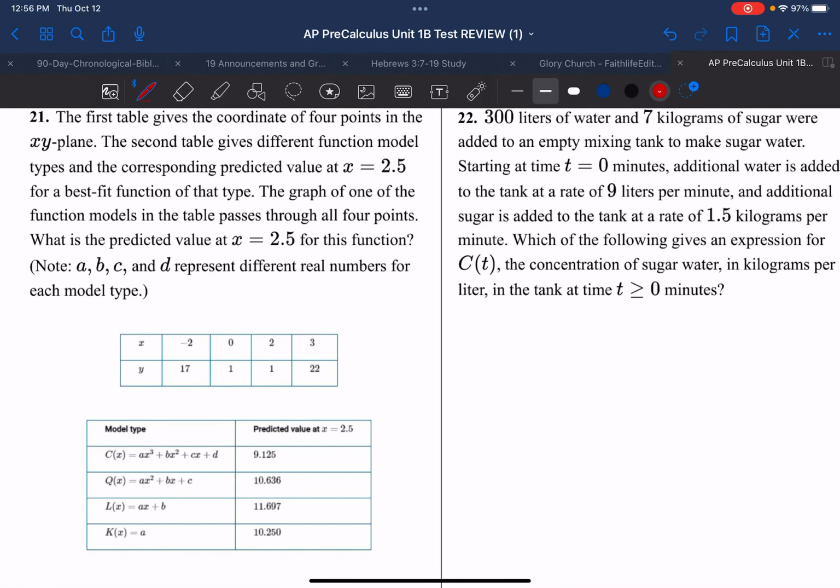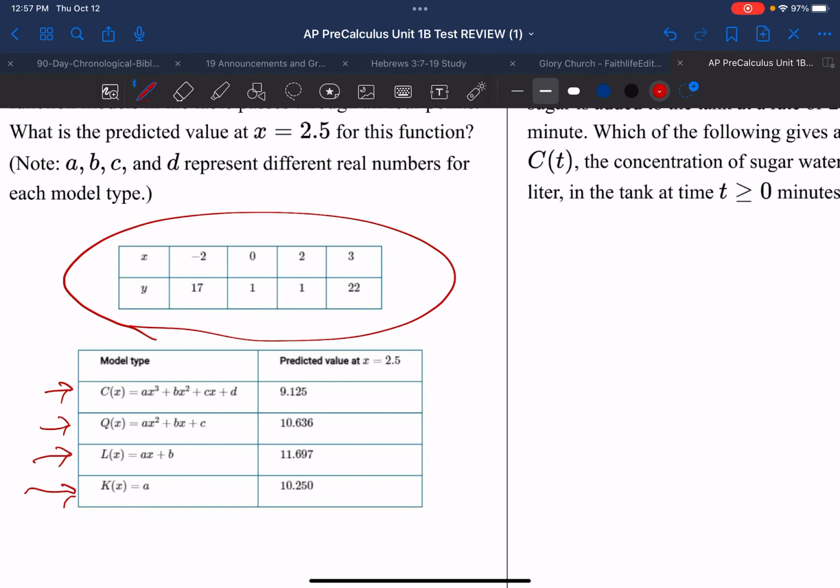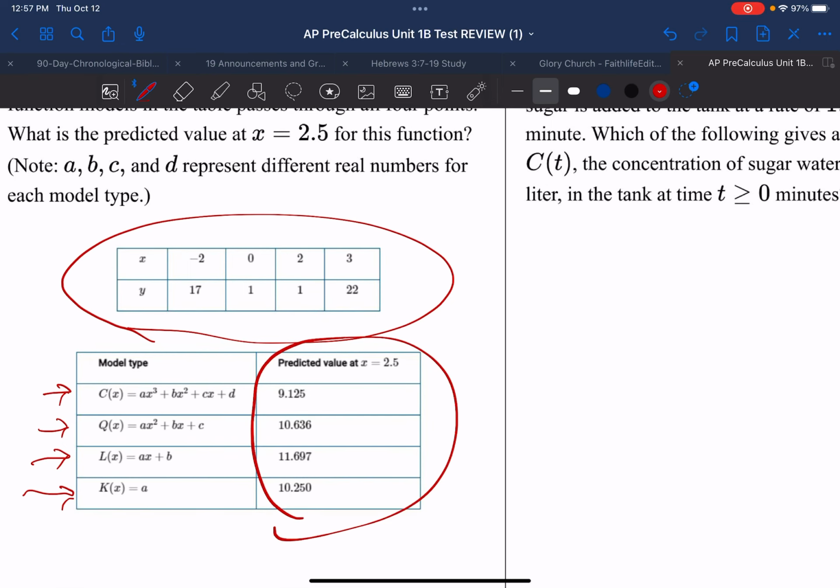Okay, picking up on 21, this should be the last video. So we have a table here. It basically wants to know which of these model types, so which one of these, is going to match my guarantee to pass through all my points that I have in my chart, and going to pass through all the numbers in my chart, and then because of that, which one of these do I choose?